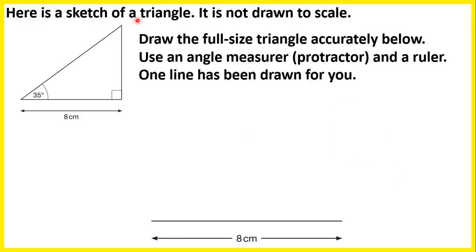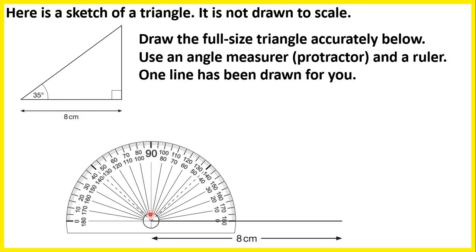Here is a sketch of a triangle. It is not drawn to scale. Draw the full-size triangle accurately below. Use an angle measurer, protractor, and a ruler. One line has been drawn for you. So they've drawn the line at the bottom, and we can see that this angle here is 35 degrees, and this angle is a right angle, so 90 degrees.